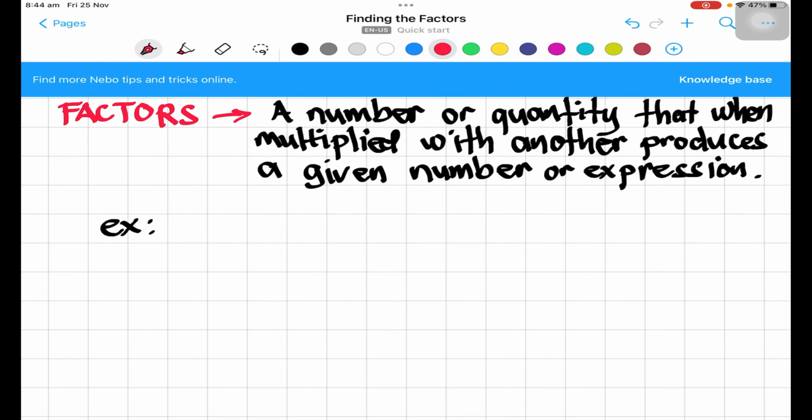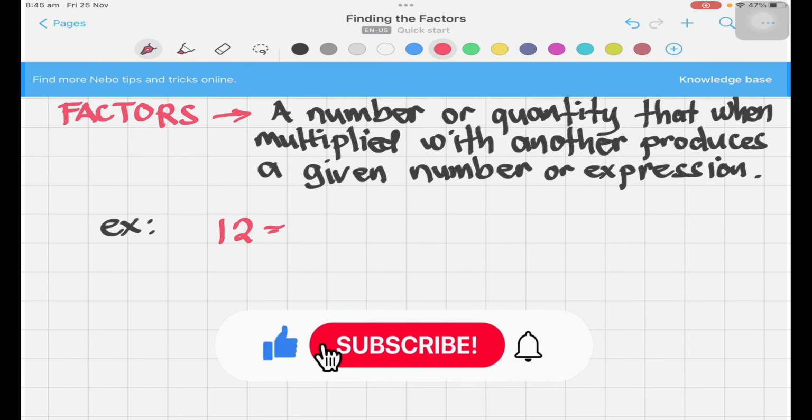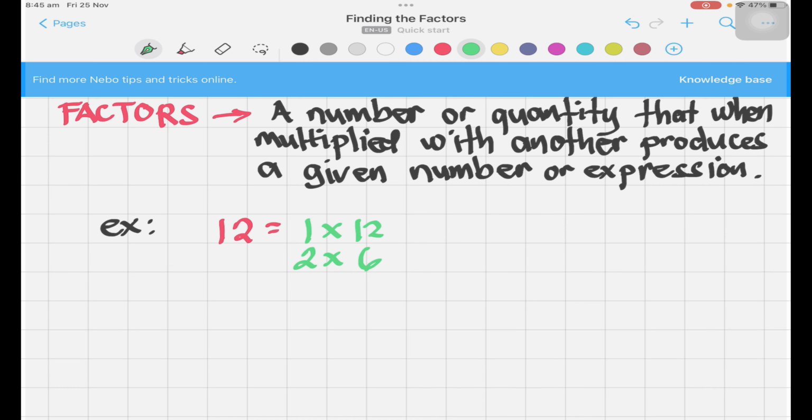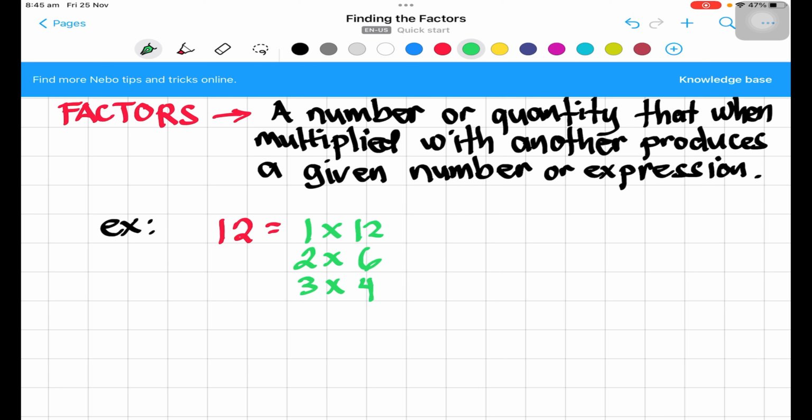For example, if you have 12, think of two numbers multiplied together where the answer is 12. So what are those numbers? It can be 1 times 12. It can be 2 times 6. It can also be 3 times 4. So if you write it from the smallest to the biggest, 1, 2, 3, 4, 6, and 12. So these are the factors of 12.